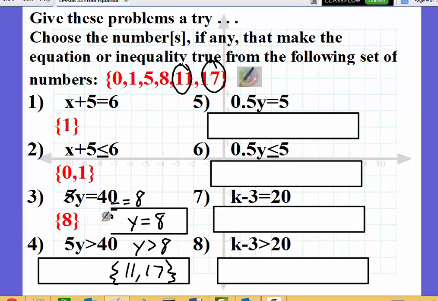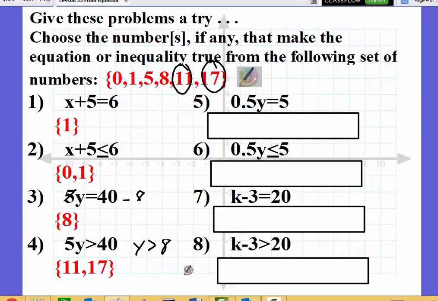So y equals 8. Excellent. And then I should have 11 and 17. Perfect. Okay, my next one: 5/10 times y equals 5. What can I put in so that it's true?